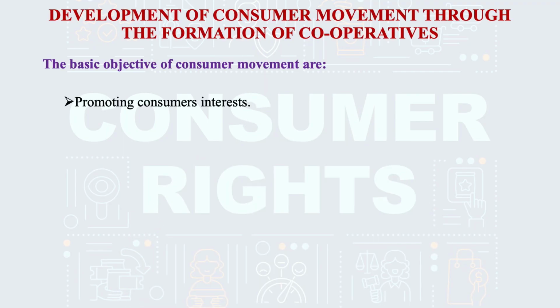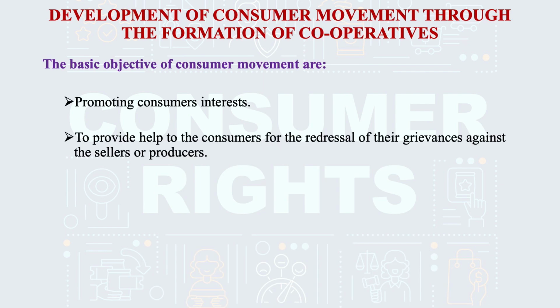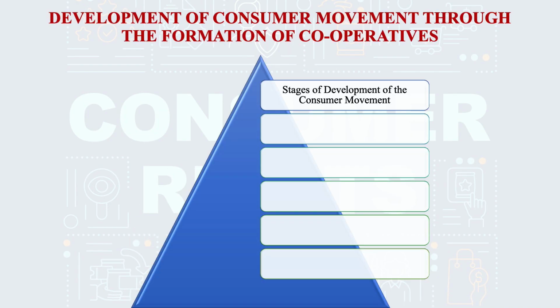Now, again, the consumer movement also promoted consumer interest. Basically, the consumer interest is protected through this consumer movement of the modern era. And finally, to provide help to the consumers for the redress of their grievances against the sellers or producers. So the primary objective of the consumer movement is to help consumers to take up their grievances properly.